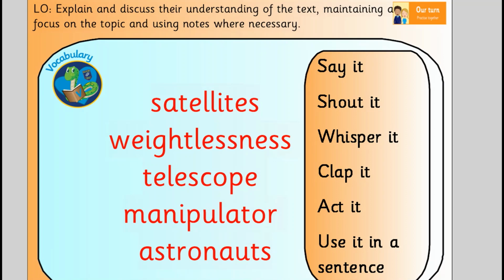Satellites, weightlessness, telescope, manipulator, astronauts.